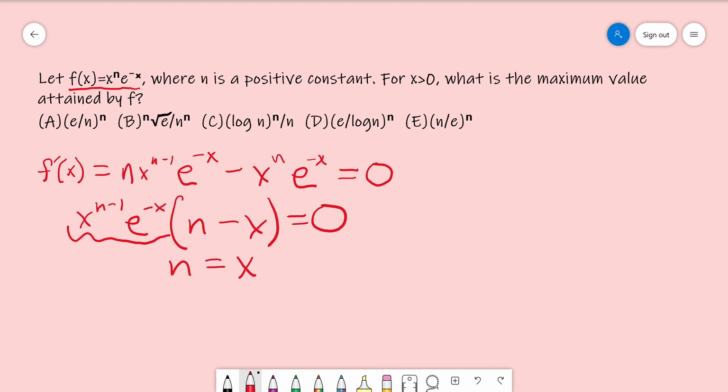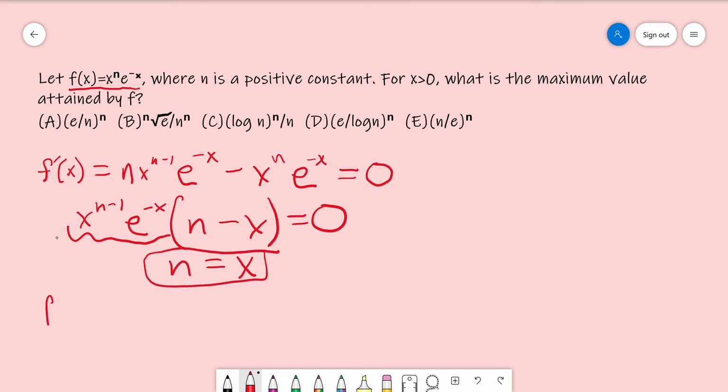Now, we know that this gives us either a maximum or a minimum. Normally I would say to take the second derivative and make sure that it's negative, but since we're not given an answer choice like none of the above, then we know that this has to be the local maximum.